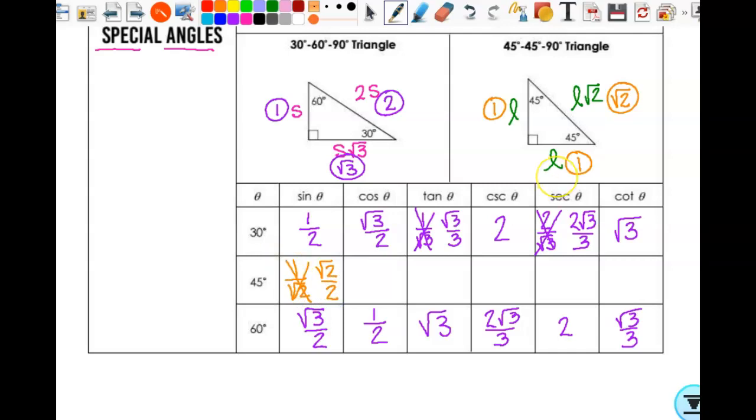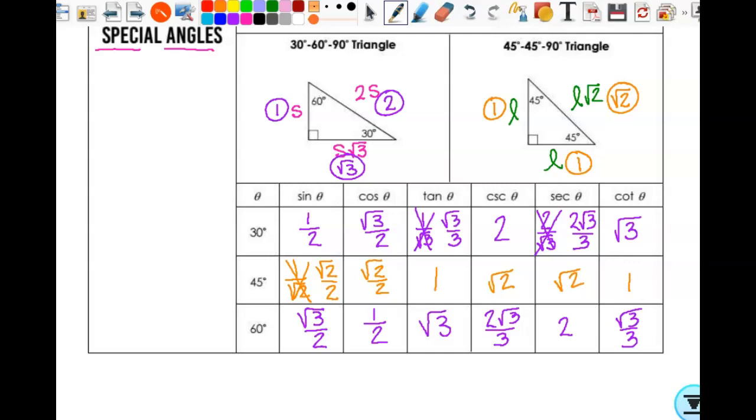Cosine is going to be adjacent over hypotenuse. It's the same thing. It's still just 1 over the square root of 2, so you get square root of 2 over 2. Does it make sense that those two are the same? The side lengths are the same, right? Opposite and adjacent are the same, so they should give you the same ratio. Tangent is opposite over adjacent, so that's 1 over 1, which is 1. Cosecant's the reciprocal of sine, so that's just the square root of 2. And secant's going to have to be the same. And then what's the reciprocal of 1? 1.